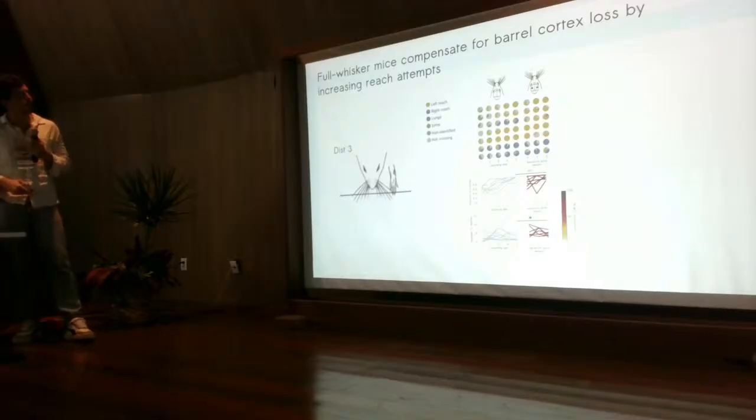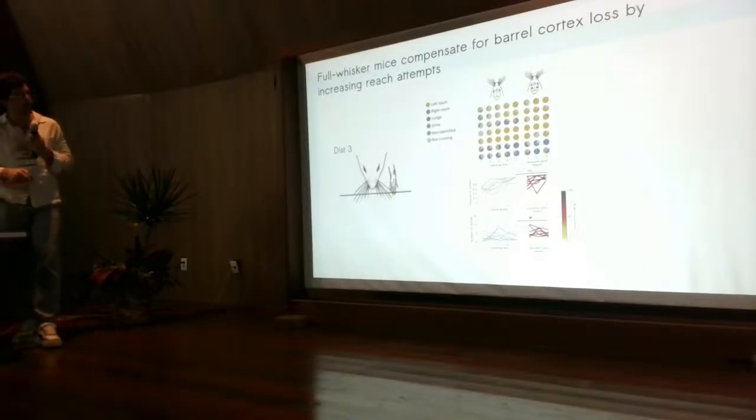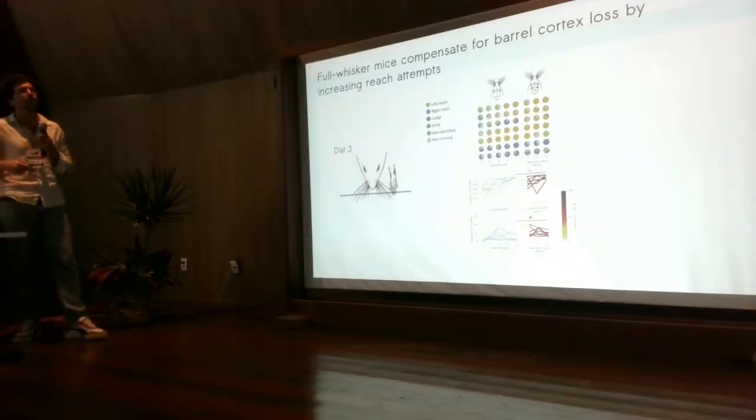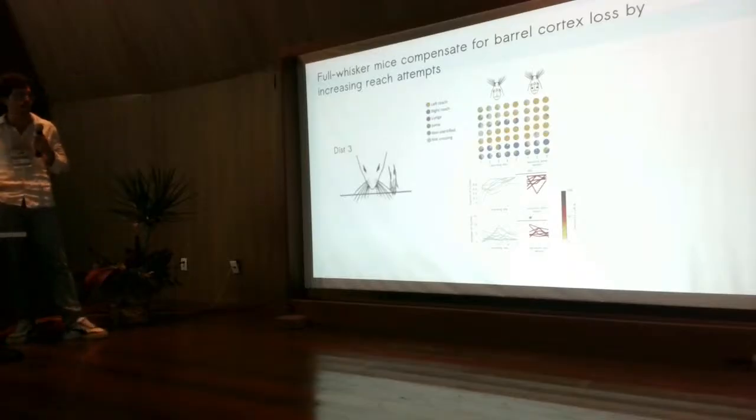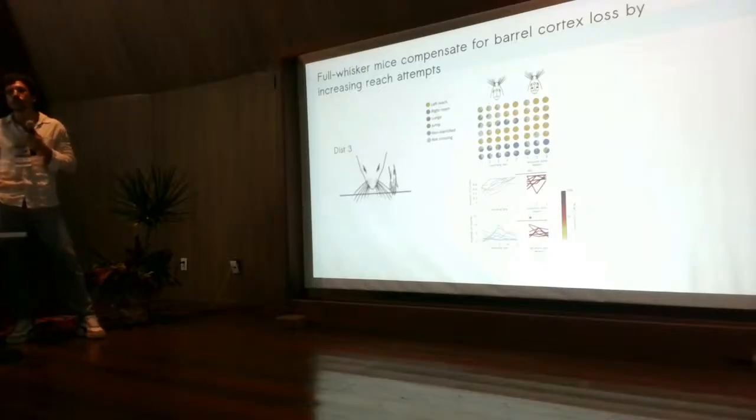So the first thing that we have seen was that the mice compensate for the barrel cortex loss by increasing reaching attempts. Here they have the same graph that I showed in the beginning. On the third day, they have expert levels, but here you see that there is a deficit, because they have less accurate reaches. They just need more and more reaches to cross. At some point, they are going to cross, because this is a 2 minutes and 8 seconds trial, so it's a lot of time.